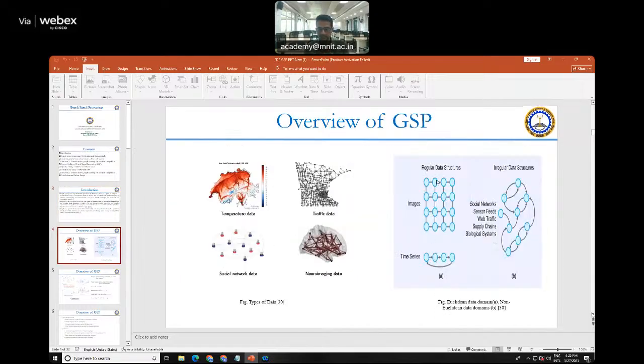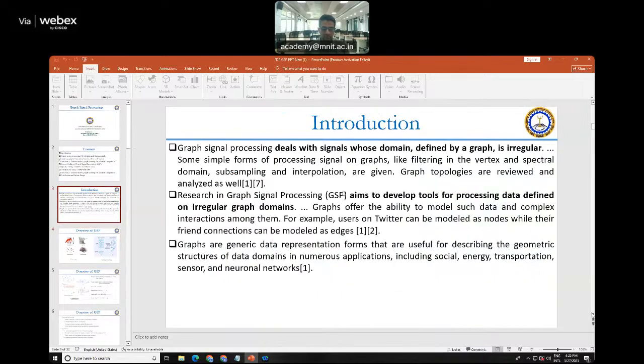For example, this is basically an image here. The vertices are these: one, two, three, four, five, six, seven, eight. These are basically the vertices, right? So what we are saying is filtering in the vertex and spectral domain. What do you mean by processing? Processing means, as we saw in the image signal, operations taking place on the pixel value.